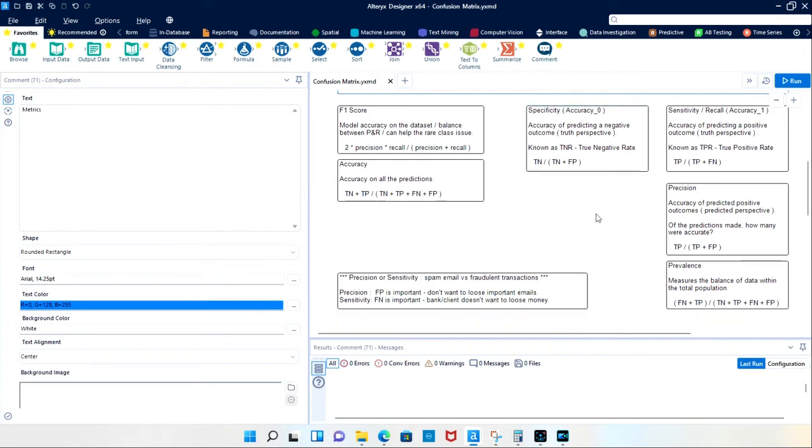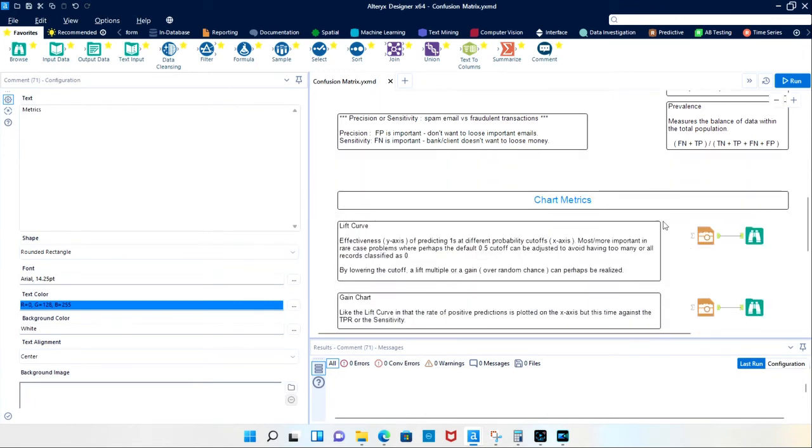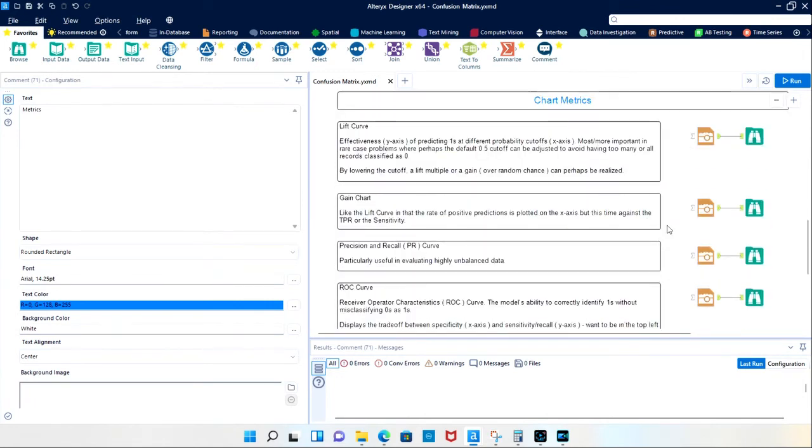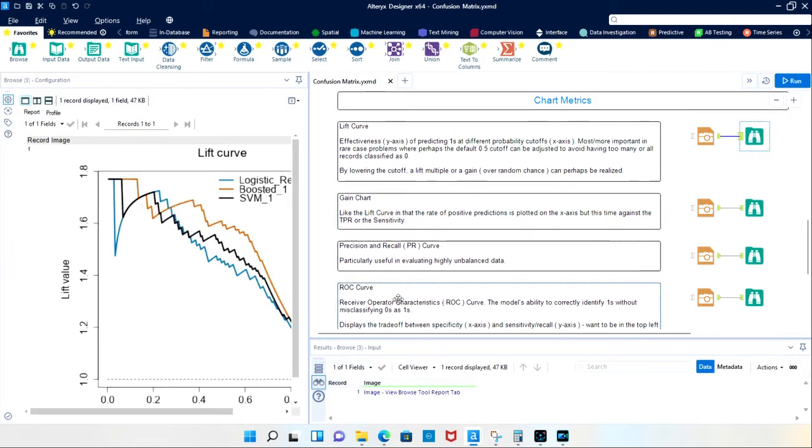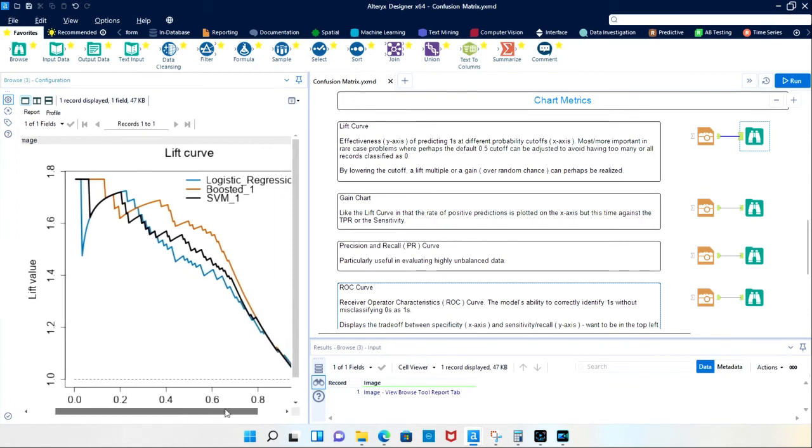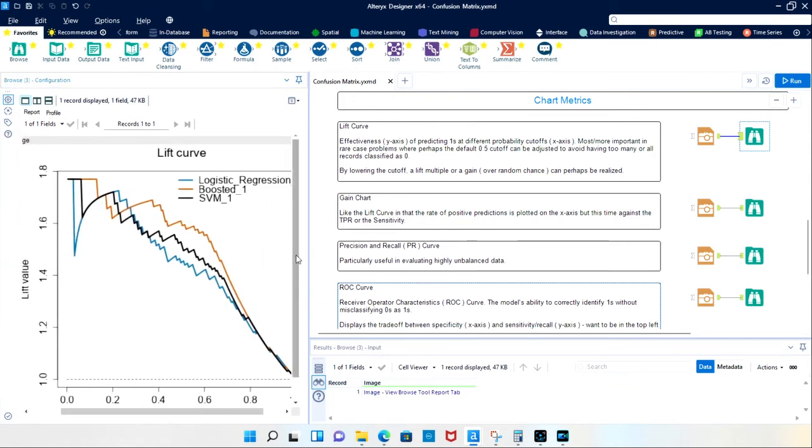And moving into that last section is going to be our chart metrics. We'll look at 4 of them. Quickly looking at lift curve, gain chart, the PNR curve, and the ROC curve. So first is going to be our lift curve. Let's get this in view.